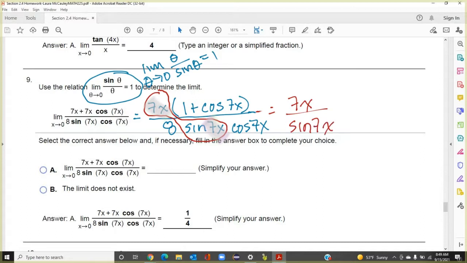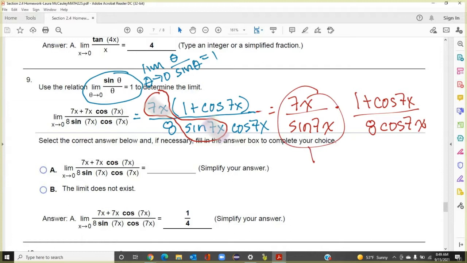All right, so now we just separate that out and say, okay, we've got this 7x over sine 7x. And then left over, we would have a 1 plus cosine 7x over 8 times the cosine of 7x. So the limit for this part, this one goes to 1, which is kind of nice.